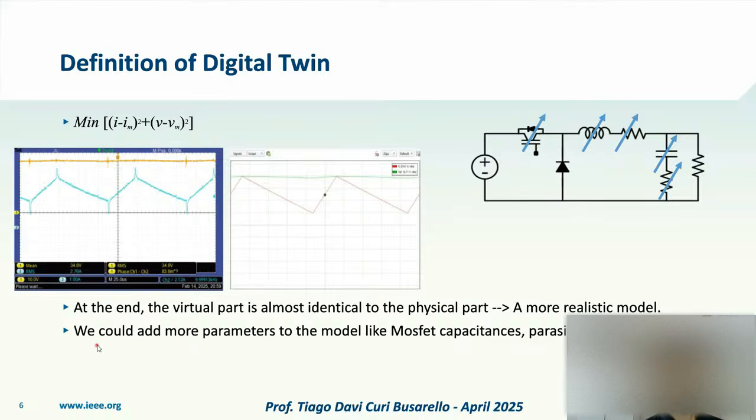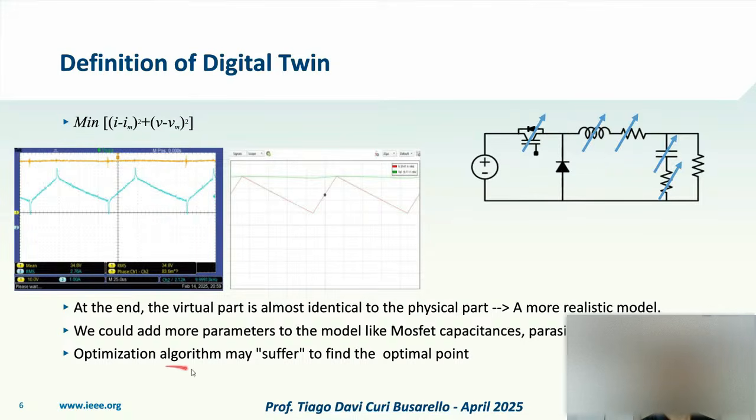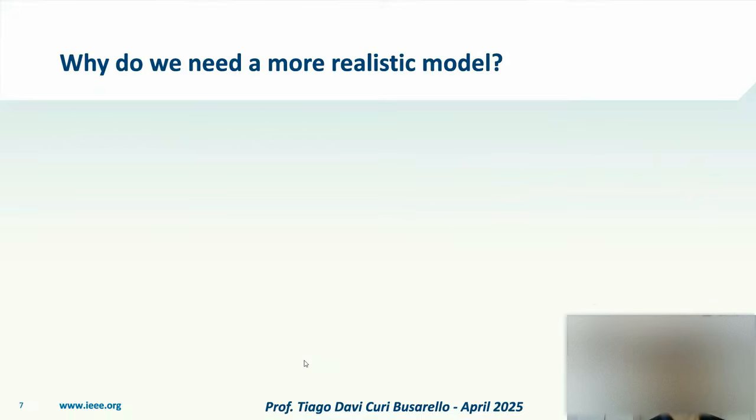In this part yet, we could add more parameters to the model, like the MOSFET capacitances, parasitic inductances, and others. But of course, if we add more nonlinearities to this model, the optimization algorithm may struggle to find the optimal point. So the next topic is, why do we need a more realistic model?